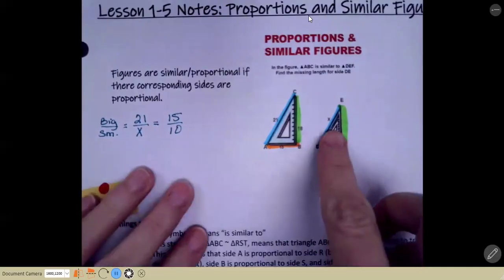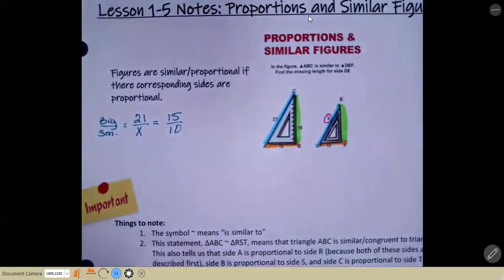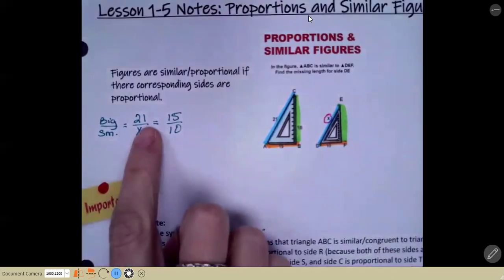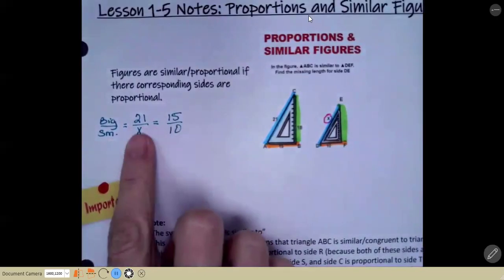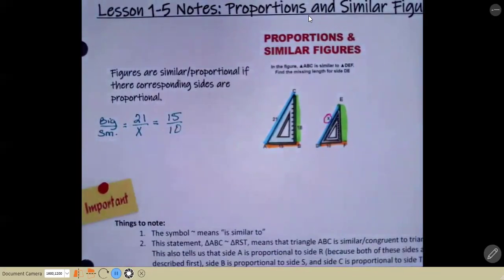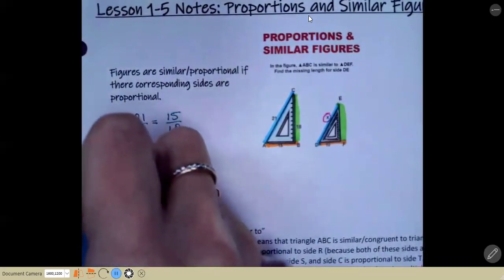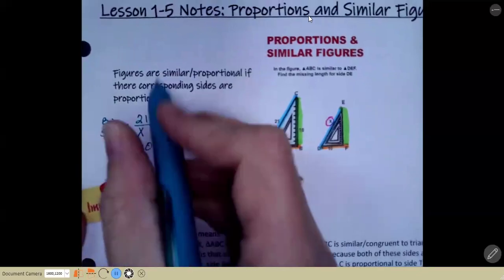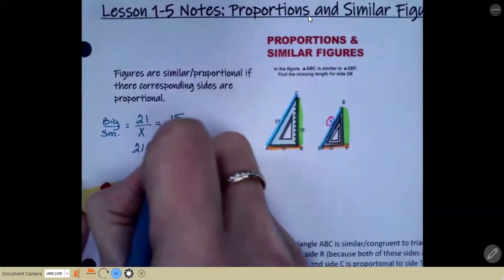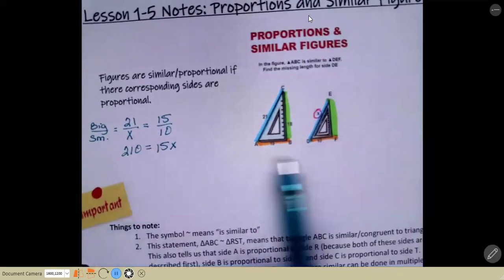So I am going to find X. This is what I'm looking for right now. So all I'm going to do is make equivalent fractions and solve for X. Now, can I use equivalent fractions or do I need to use cross product? Cross product. So I'm going to multiply 21 times 10. I get 210. And then X times 15 is 15X. All right. And then I'm going to divide.